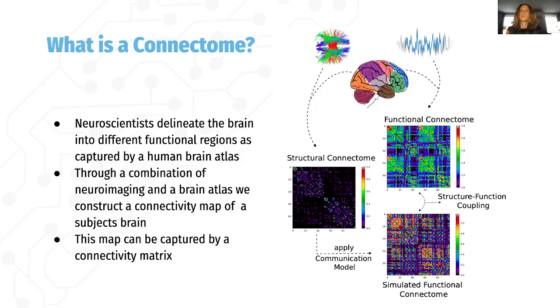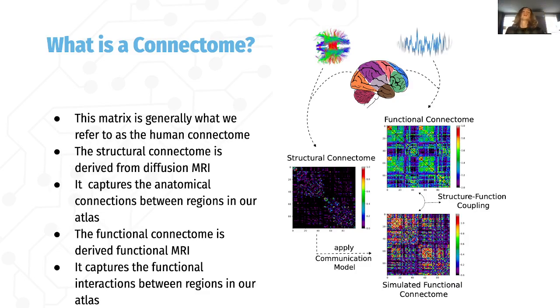So neuroscientists have delineated the brain into different functional regions as captured by a human brain atlas. There are many of these, but we'll work with just one of them. Through a combination of neuroimaging and this brain atlas, we can construct a connectivity map of a subject's brain. This map can be captured by a connectivity matrix, which describes the connectivity between the regions as delineated by our atlas. This matrix is generally what we refer to as the human connectome.